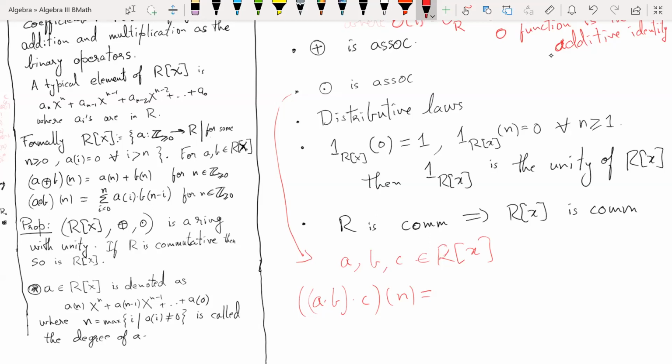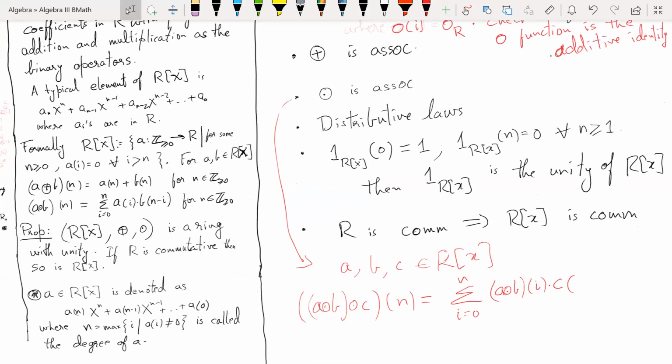By definition, this is the same as the summation from i equals 0 to n of (A dot B)(i) times C(n minus i). I've got the notation a bit clumsy, so let me fix that. This dot is the multiplication in the polynomial ring, and this dot is the multiplication in the usual ring R. So this is the value of this function at n. It hasn't been expanded yet, so I have to expand.